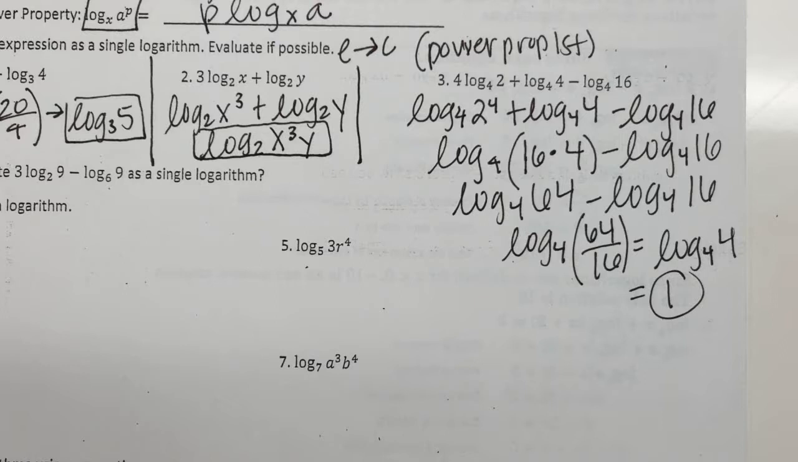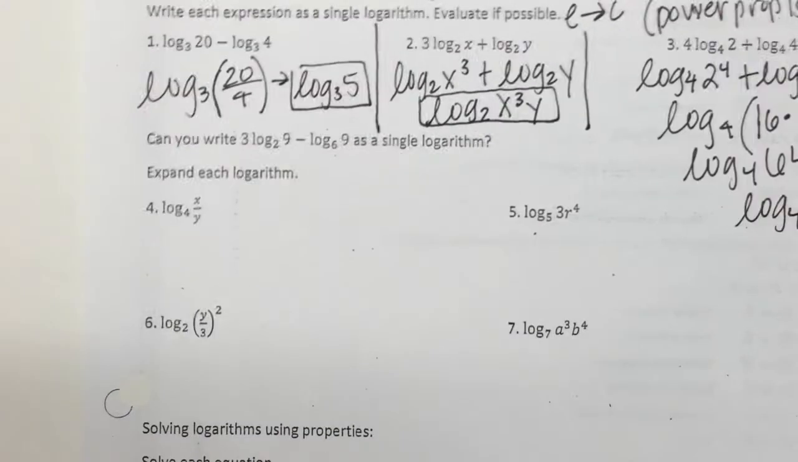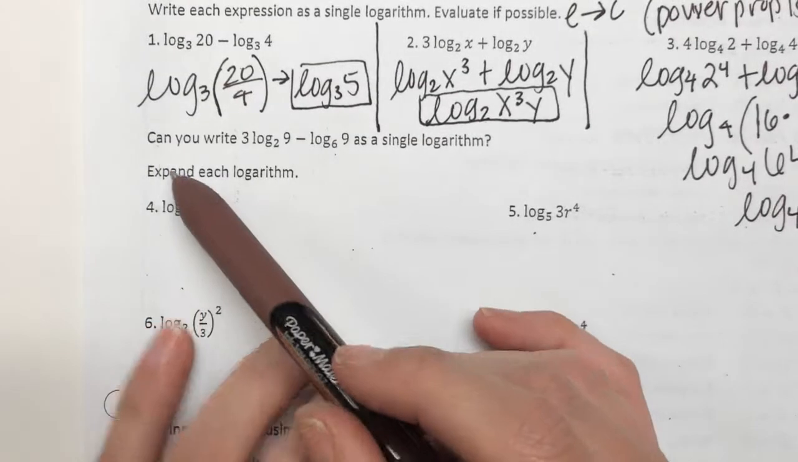Did everybody see that? Okay. So if you see you can evaluate all of them right here, you can do that. Save you a little bit of time. But if not, you'll get the same answer. Alright, so that was us condensing. Now we're going to do the opposite and expand. But before that, let's read this question.